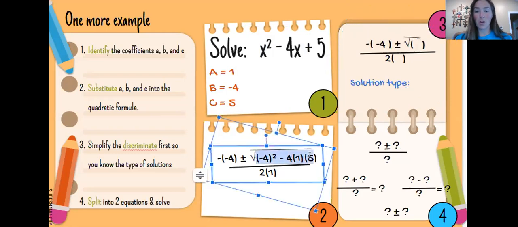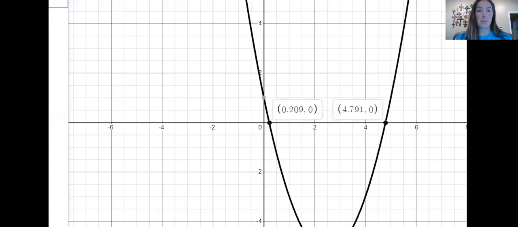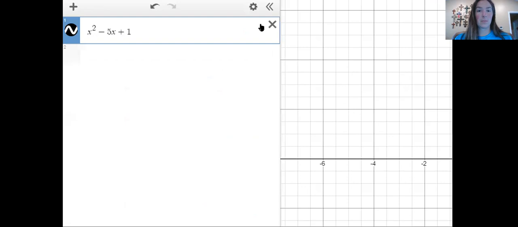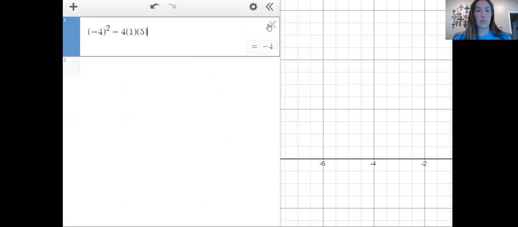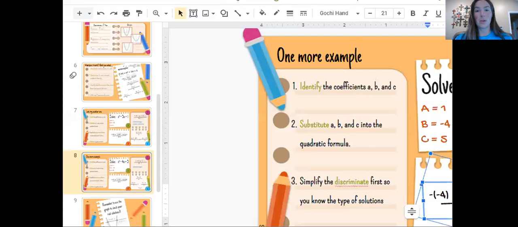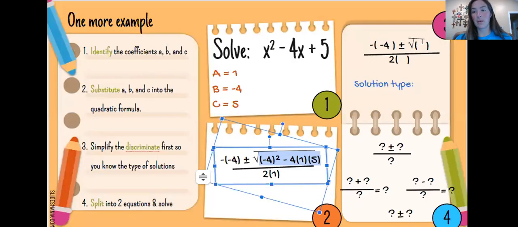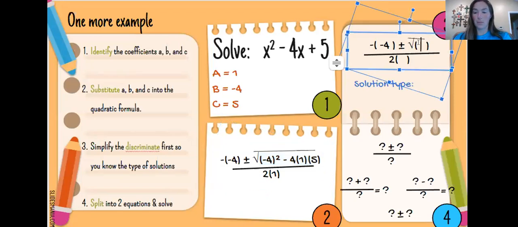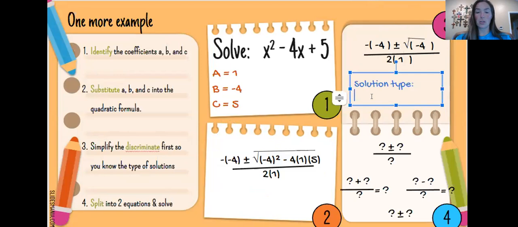So I'm going to copy and paste it into Desmos. And it tells me that it is -4. So then that's what I would type into my box. And then our A value is 1. So if this comes out negative, what types of solutions? Well, that would be 2 imaginary.